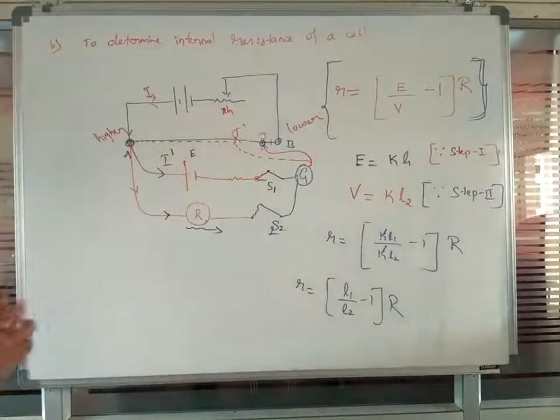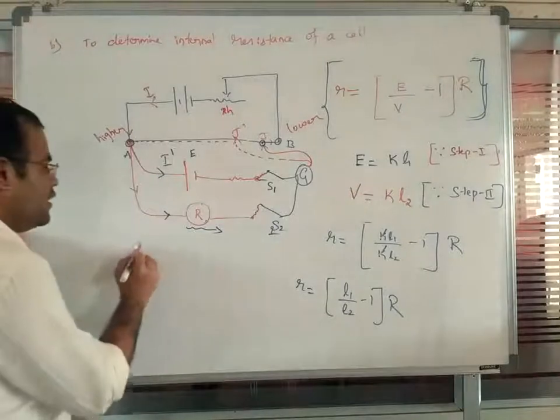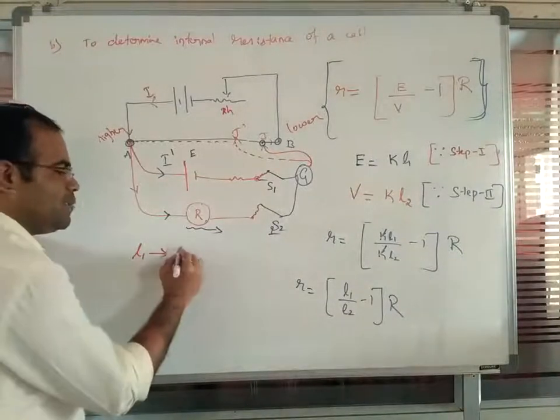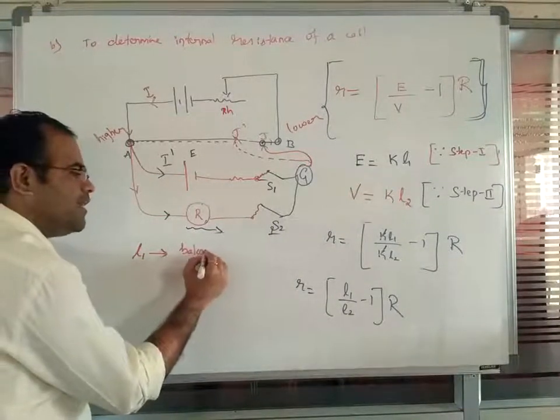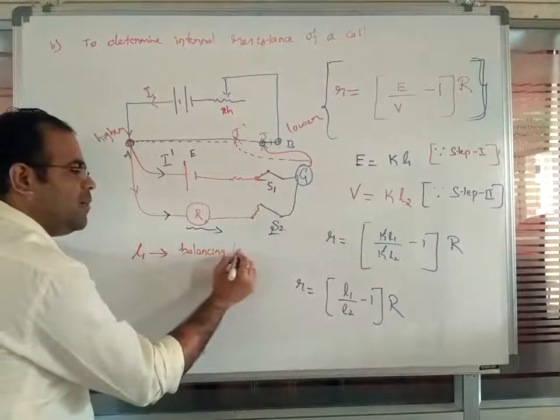So where L1 represents, so here what happens, L1 represents a balancing length. So it is called a balancing length.